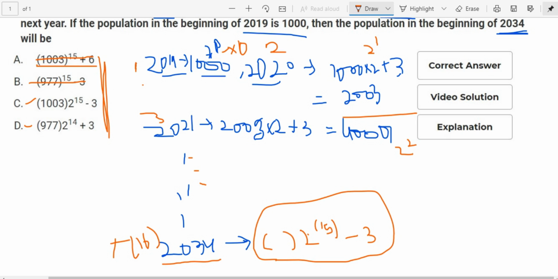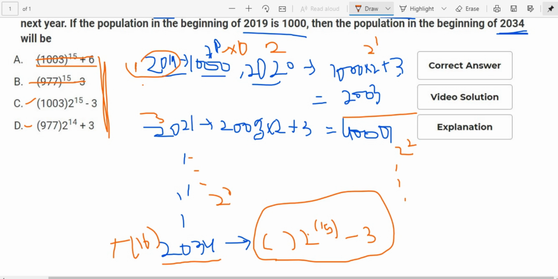So for the next year, for 2034, the 16th term, what we are doing is starting from 2019, that is 0, and we have to calculate the value for 2034, that is the 16th term, that is 16. That means we have to subtract 1, isn't it? Suppose we have to calculate the nth term.